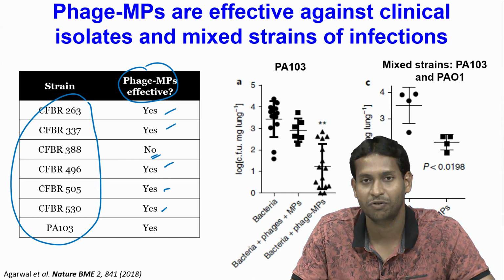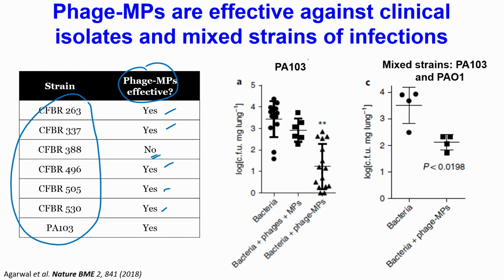And then they did an in vivo experiment using one of these clinical strains, which is PA103, and what they find is again the same result: if they only give phages, they do not really see much reduction. In fact, there is no significant reduction, whereas if they give their phage microparticle, they see quite a bit of reduction in the amount of bacteria that is present in the lung.